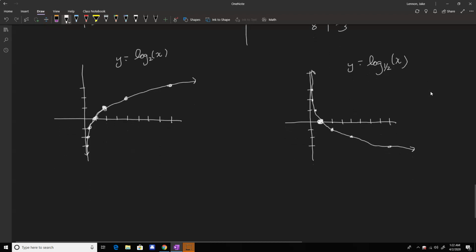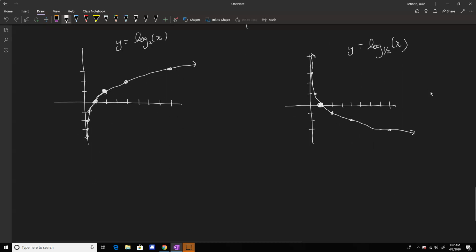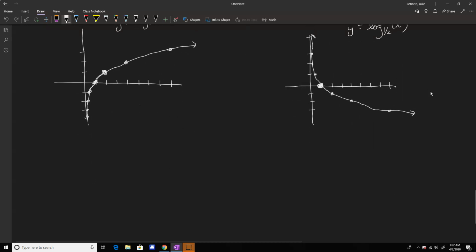So what are some of the properties here? Basically, we could summarize the graphs. That's it for this example with the specific values. But in general, the graphs of logarithmic functions have one of the two above shapes.